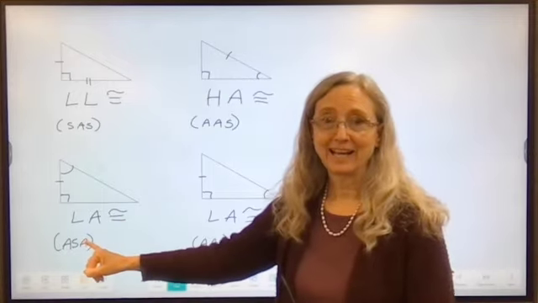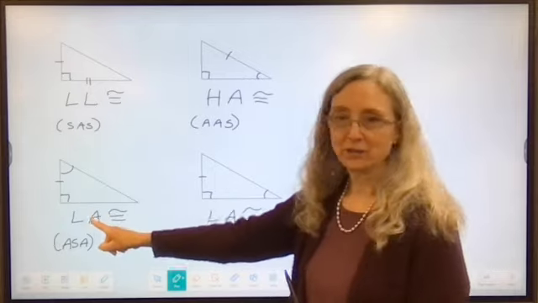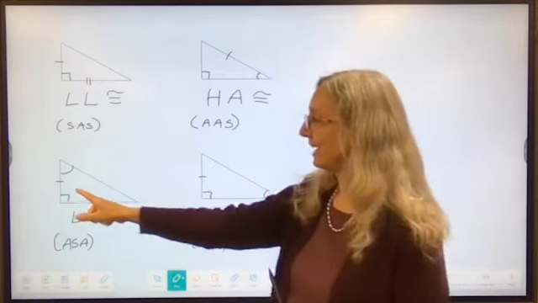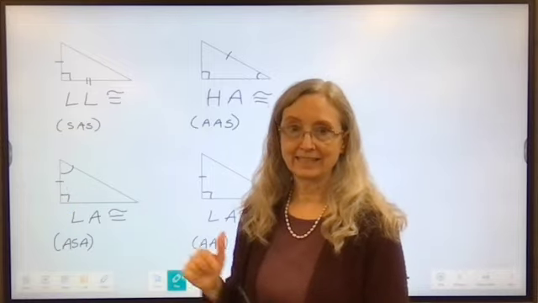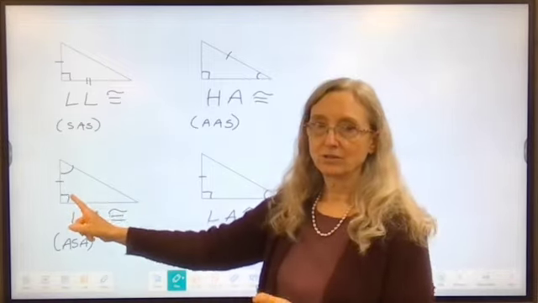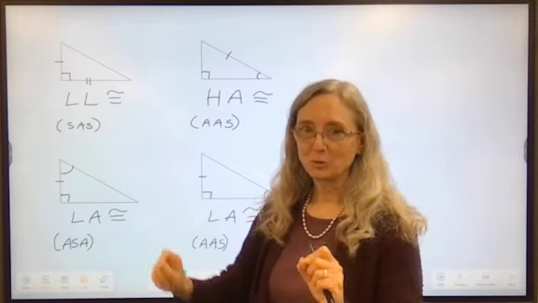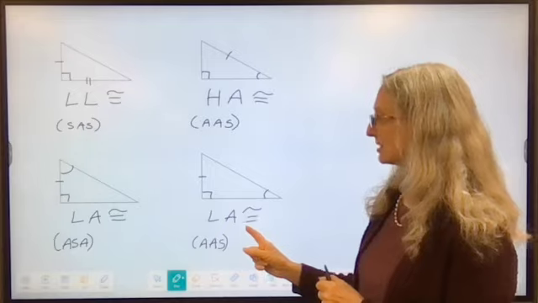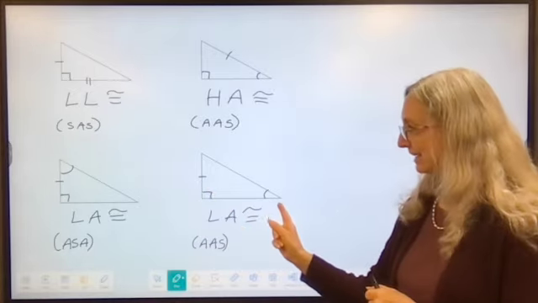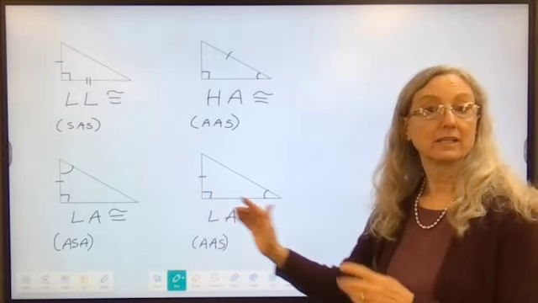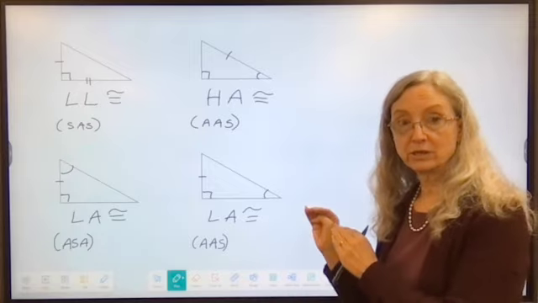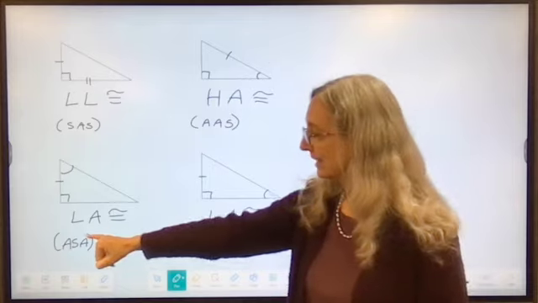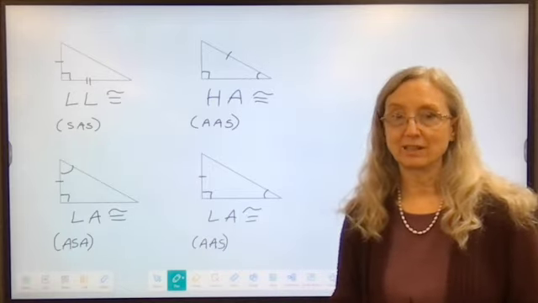Down here, I have another right triangle. This time, I don't have the hypotenuse and an angle. I have a leg and an angle, corresponding angle, corresponding leg. That's important. Notice this is also a corresponding angle, corresponding leg. Different, but as long as it corresponds to the other one, it works. This would be called the leg angle congruence theorem.